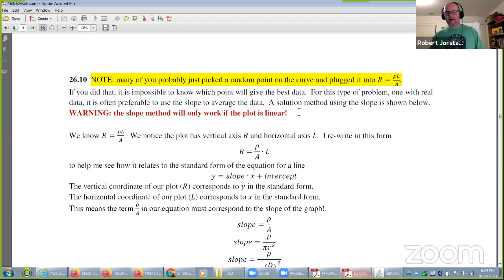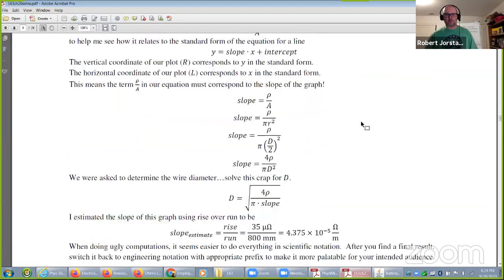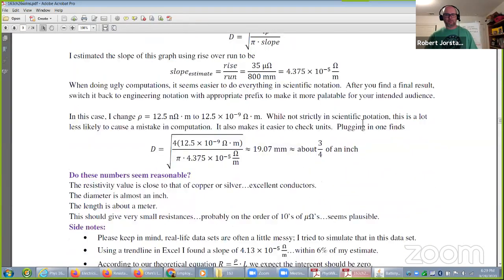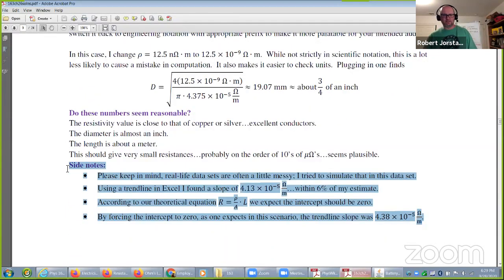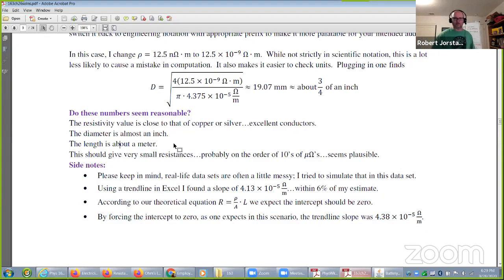Okay. Now my method has a warning attached to it. So remember, the slope method is only going to work if the plot is linear. But similarly, that other method would only make sense if the data was linear, right? So this is what I discovered. People just pick a random point and plug it in. That's not a good strategy. If you do every single point and average them, that's good. And then if you do the slope method, I think that's slightly better than either of those. All right, so we just kind of walked all through this. So that kind of gets you rolling. So this gives you some side notes there. I'm going to let you work that out on your own here.